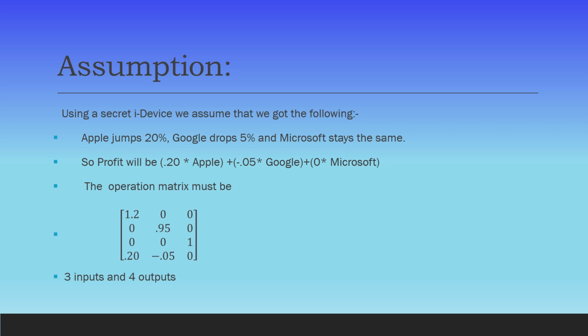The first column will be the new Apple value here. This is the new Google value, the new Microsoft value, and the total profit. So in this we have got 3 inputs and 4 outputs.